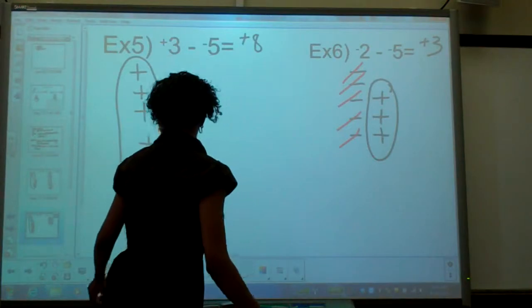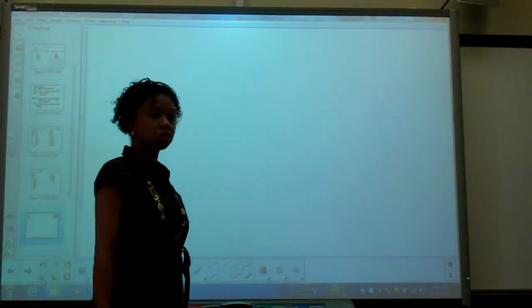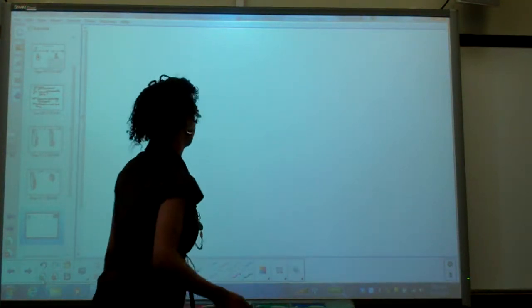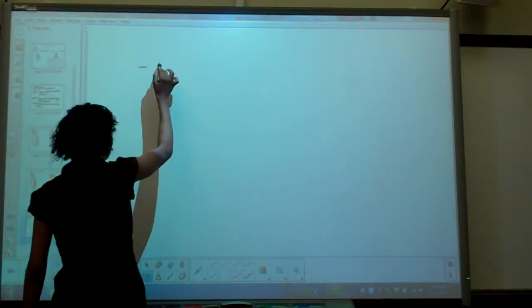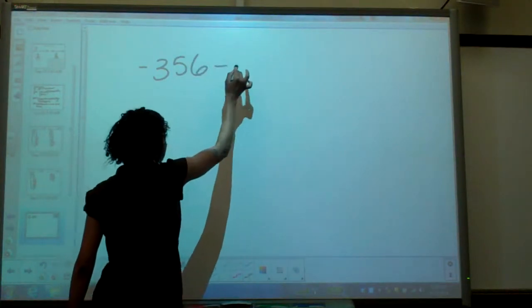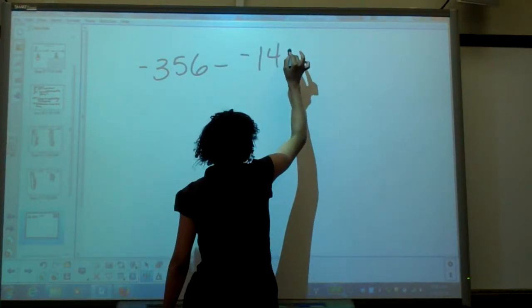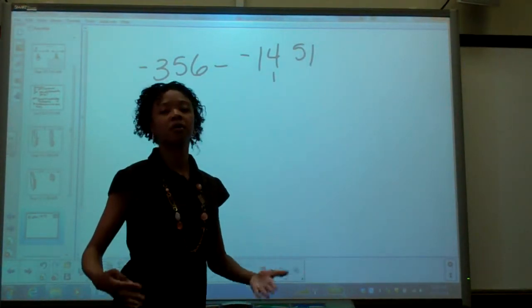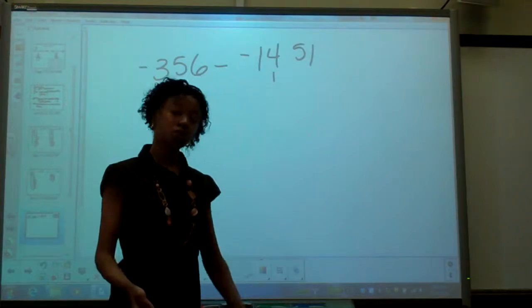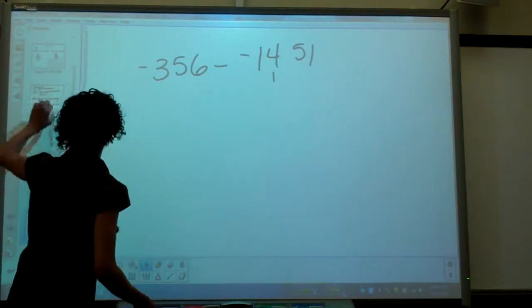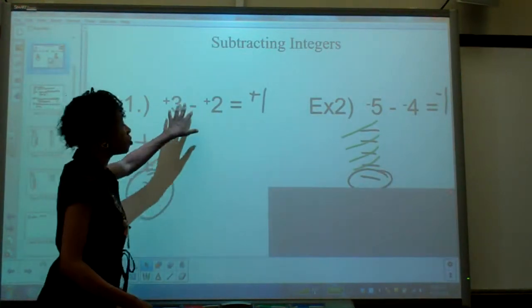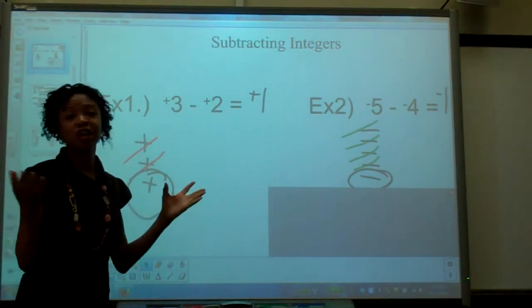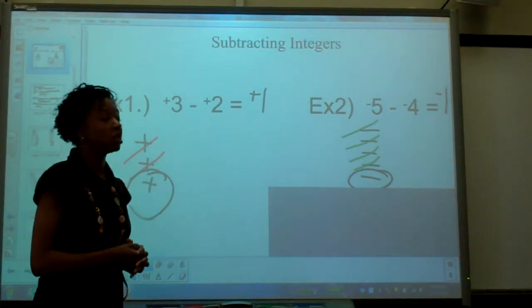Well, again, like on the last adding integers, I really don't want to deal with having to make all these charges. That's a lot of work and a lot of time. For example, if somebody says a negative 356 minus a negative 1,451, I'm not going to make a bunch of negatives and positives. That's a lot of work. So there's a shortcut. What's the shortcut? Really simple. When you're subtracting integers, all you're going to do is change it to an addition problem and change the charge of the second number.